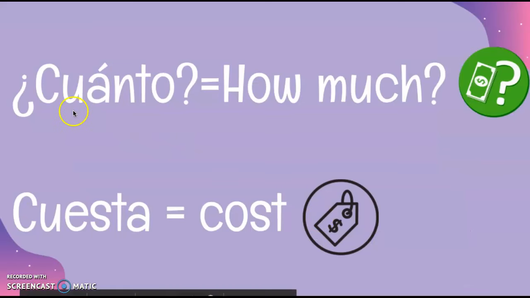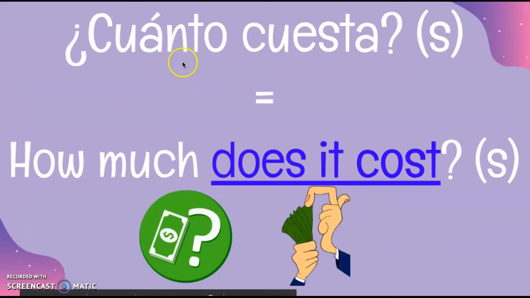So first, let's talk about what each word means. Cuánto means how much. Cuesta means cost. So when we add both words together, we get the question, ¿cuánto cuesta? Which means how much does it cost? So if you notice, I put an S next to the question because this is the singular form of the question. We only want to know how much one item cost.